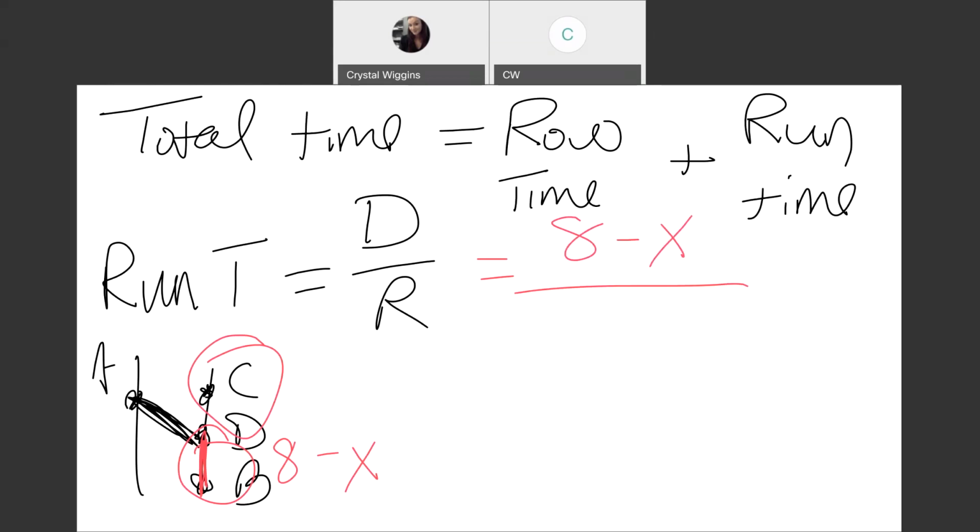And we were told in the problem that he runs at 8 kilometers per hour. So there's 8. Or do I have those backwards? Nope, I don't. I think I have those right.